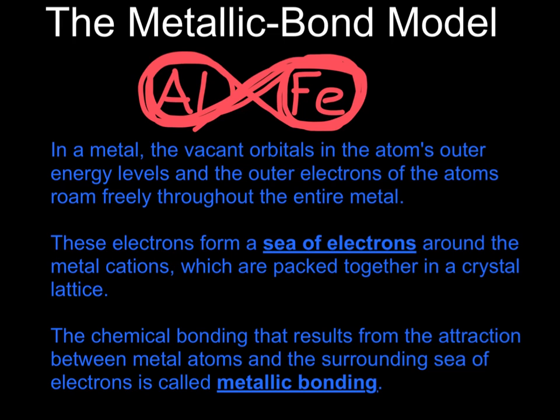So this makes metallic bonds very good conductors of electricity and heat. And this bonding that results between the metal atoms and the surrounding electrons is what forms the metallic bond. So it's not quite as strong as an ionic bond, but it is still a pretty strong attraction between these metal cations to form the metallic bond.